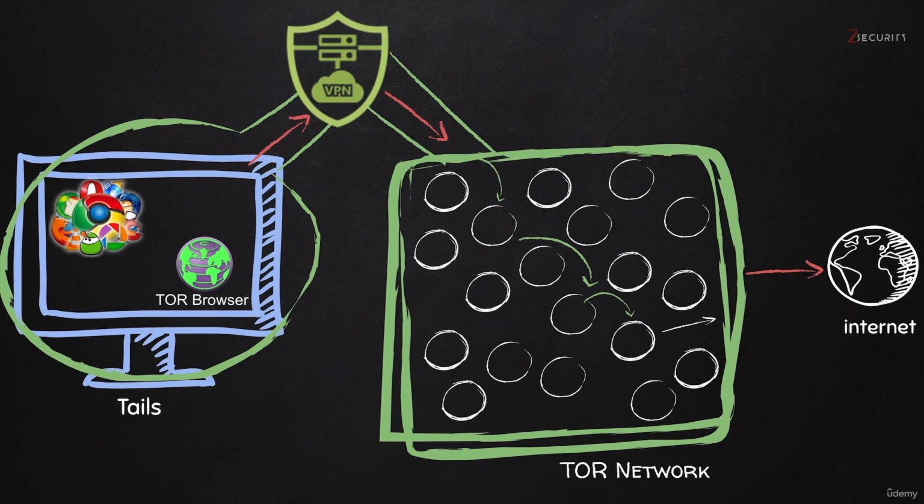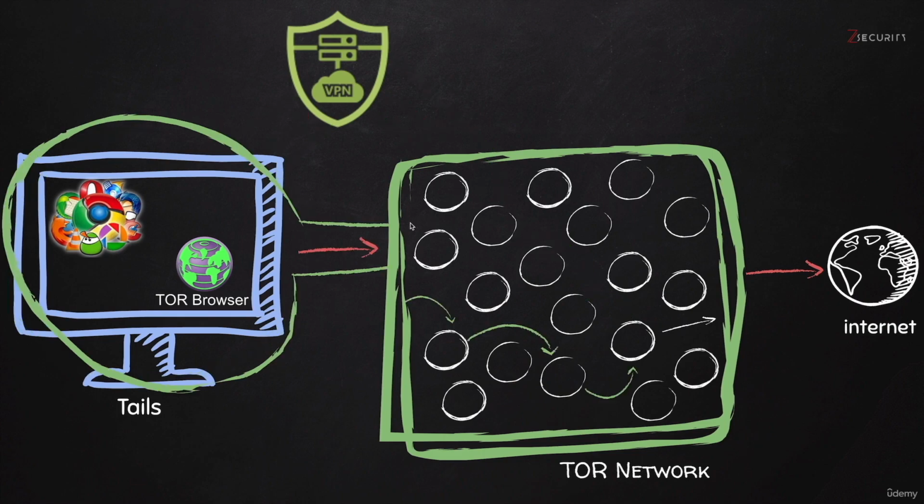If you want to go back to the previous configuration where traffic is forced through the Tor network directly, all you have to do is simply restart Tails. Tails is amnesic. All of these configurations will disappear, and you will be connecting to the Tor network directly as usual.